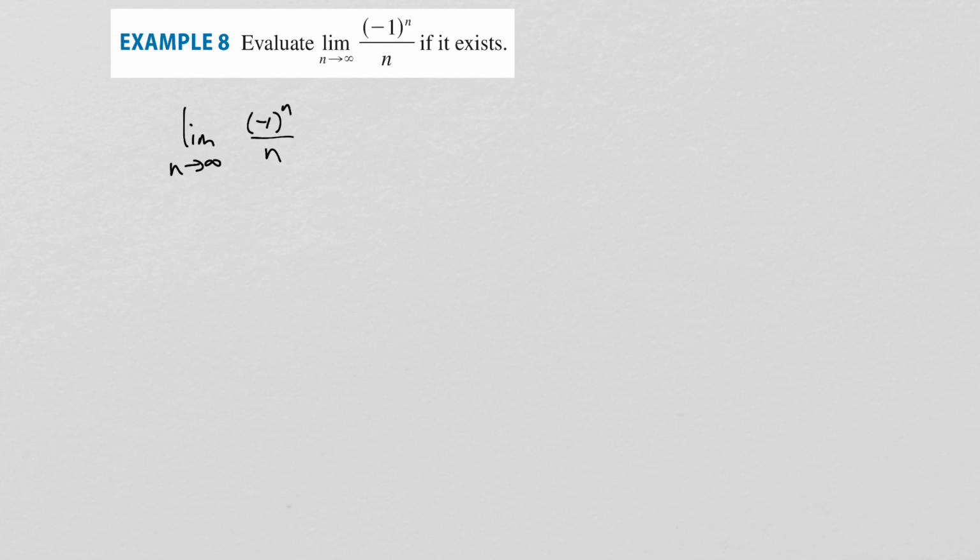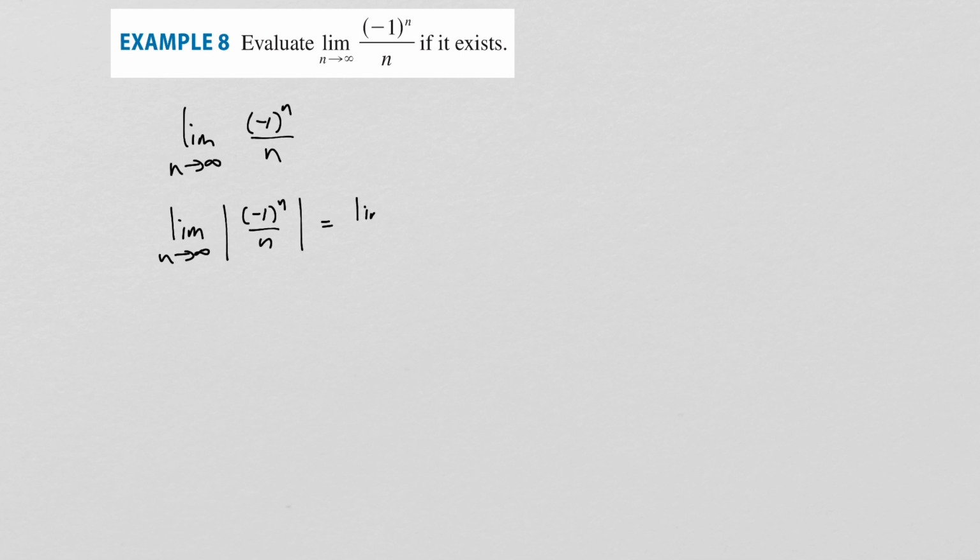Now, technically, you can't really do this limit because as n goes to infinity, this top number is going to oscillate between -1 and +1, and the bottom number gets bigger and bigger and bigger. But what we can do is we can say, well, what is the limit as n goes to infinity of the absolute value of this?